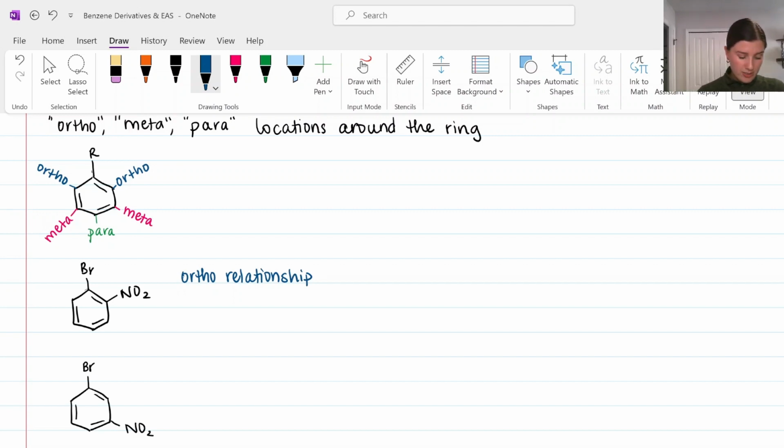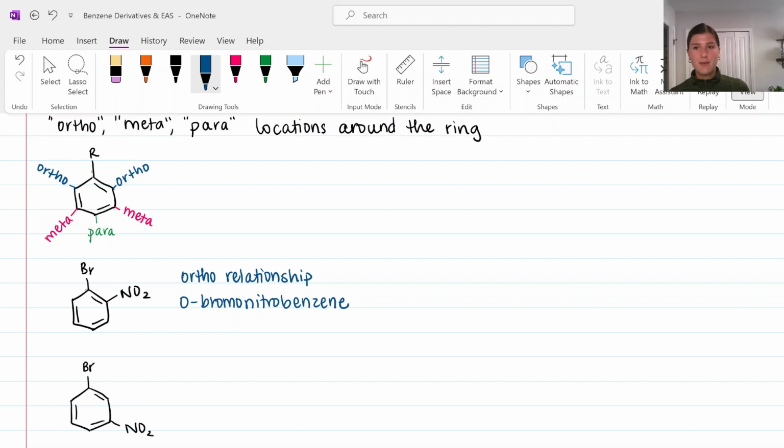So that means that name starts with either just an O, or you can write out ortho. I'll just keep it as just an O. And then since bromine and nitro either one doesn't have priority over the other, we pick the first alphabetical to name first. So this would be ortho, bromo, nitro, benzene. So that's how the ortho prefix comes into play for these molecules that have a benzene ring with 2 substituents.